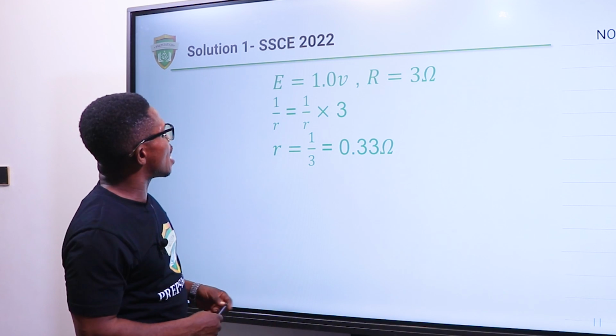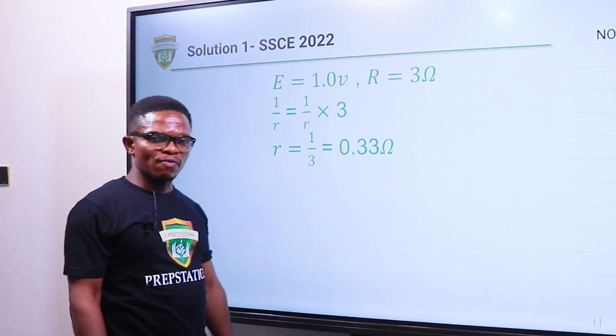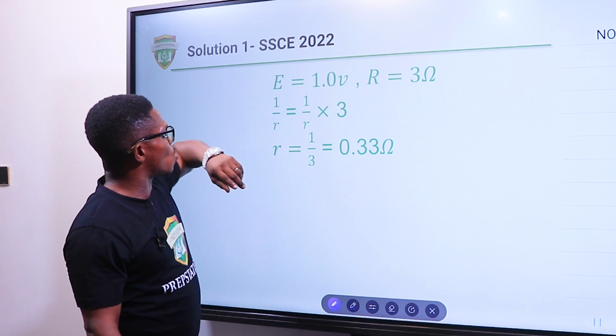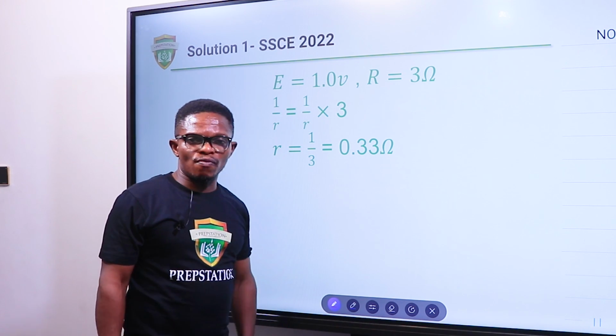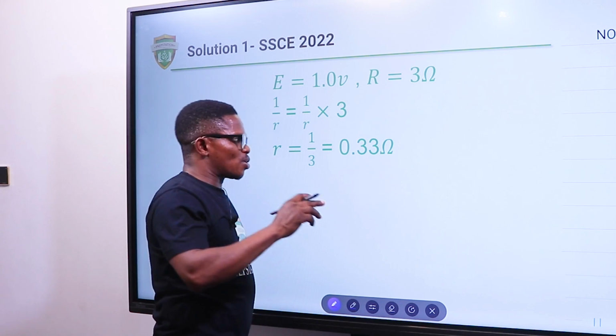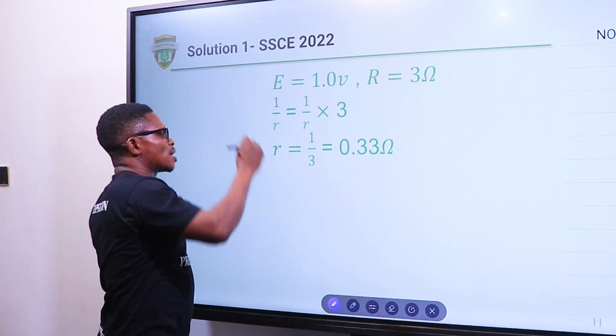Now, what is really happening here? Remember, we were told that 3 cells were involved. Each of the cells has 1 volt. So why are we using 1 volt and not 3? That is because the cells were connected in parallel. So please take note of that.